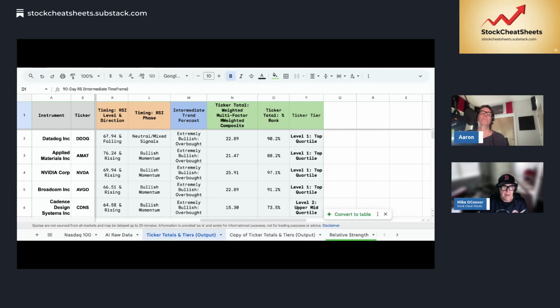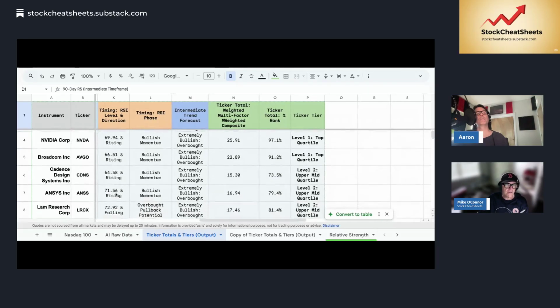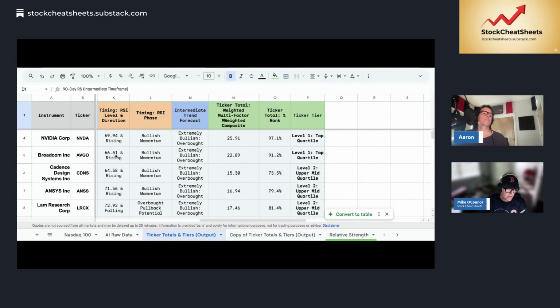So 67.94 and falling would be the equivalent of a neutral minus score in my mind, meaning it's at a high point, but it's falling. Whereas 76.24, a lot of people would think of that as overbought, but as long as it's still rising, I don't hang it with baggage. So as long as it's above 70 and still rising, we're okay. 69.94 and rising, we're okay. 66 and rising. The optimally bullish range is between 50 and 70, so above 50 and rising.